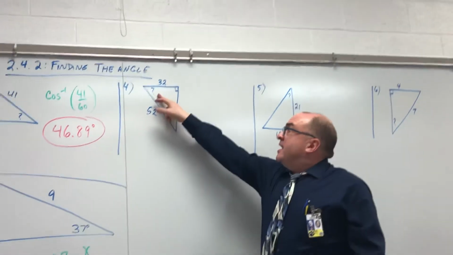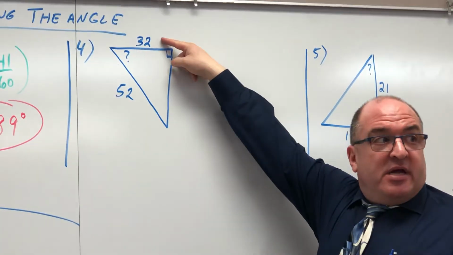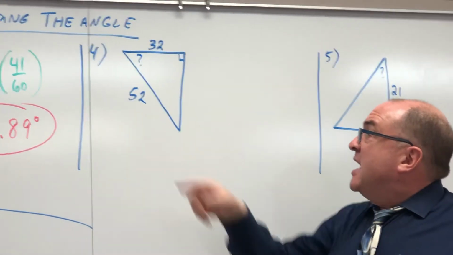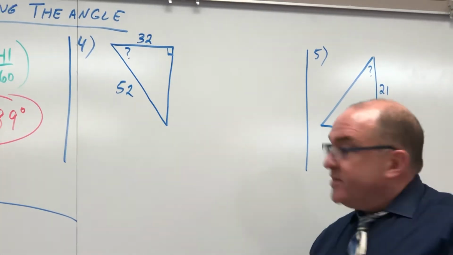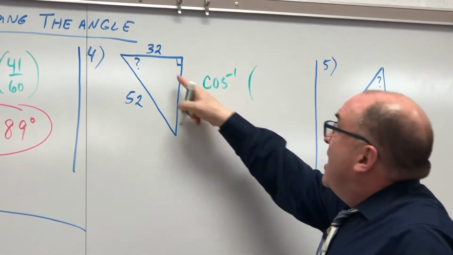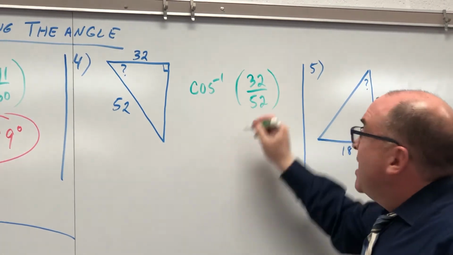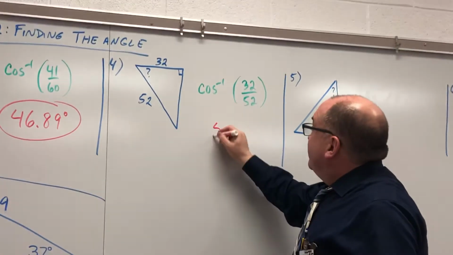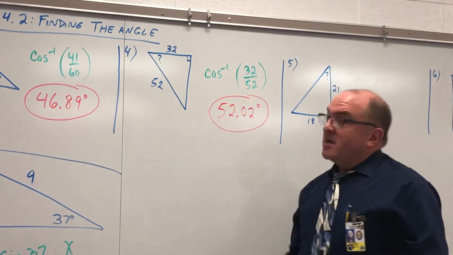Over here. Here's the angle we're looking for. 32, is that opposite, adjacent, or hypotenuse? Adjacent. And 52 is hypotenuse. Once again, that is going to be cosine, right? So we're going to use inverse cosine. Inverse cosine, adjacent over hypotenuse. 32 divided by 52. Try that on your calculator and confirm, please, that you get 52.02 degrees. Okay?